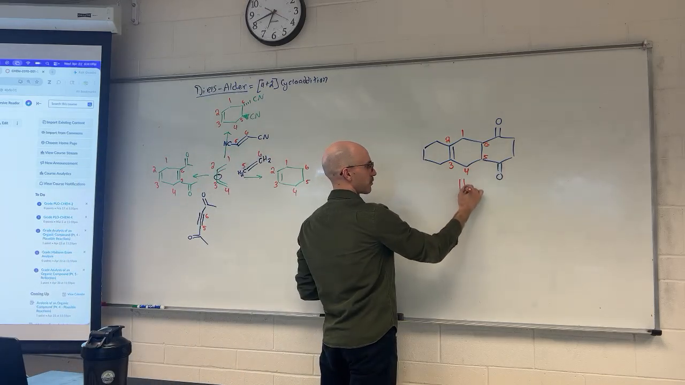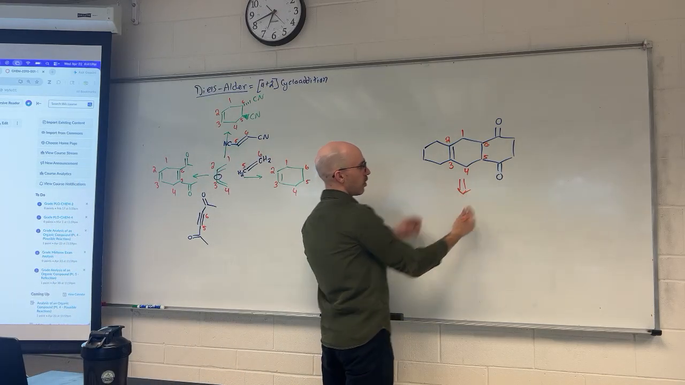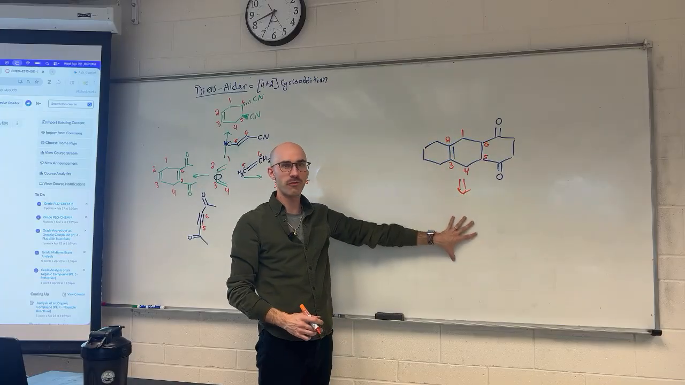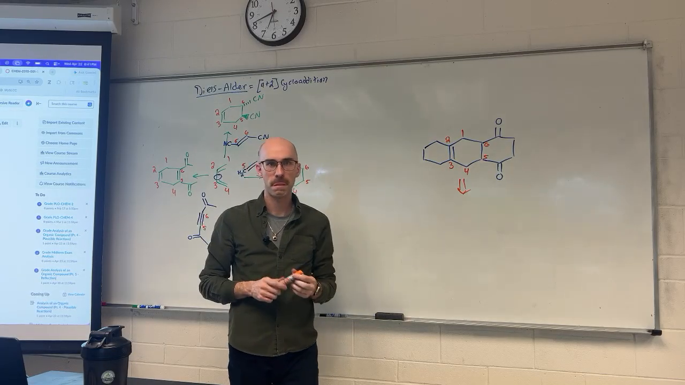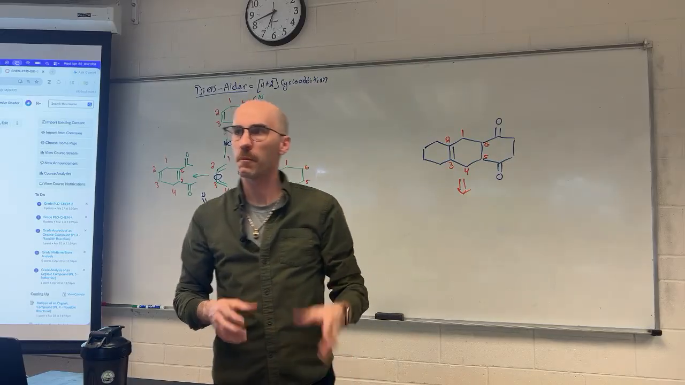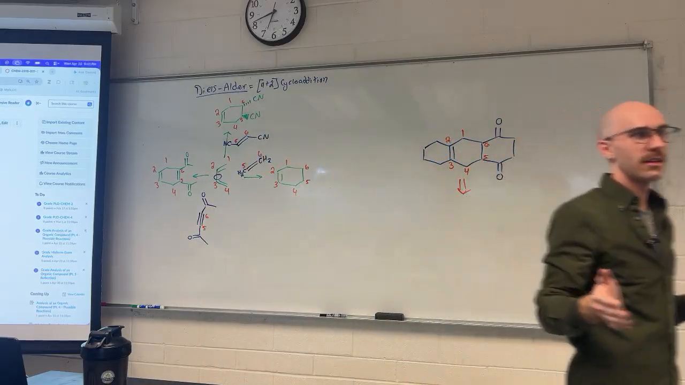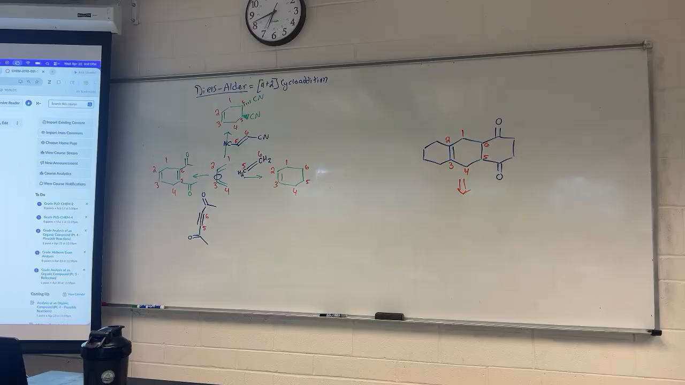This is a retrosynthesis arrow. It says, what did this come from? Can you show me? Break apart the product. Show me the diene and the dienophile. If it helps, redraw that structure and erase the bonds that form during the Diels-Alder reaction.